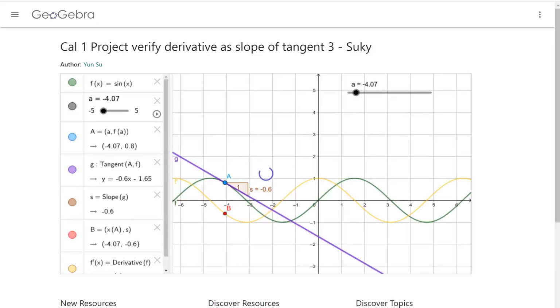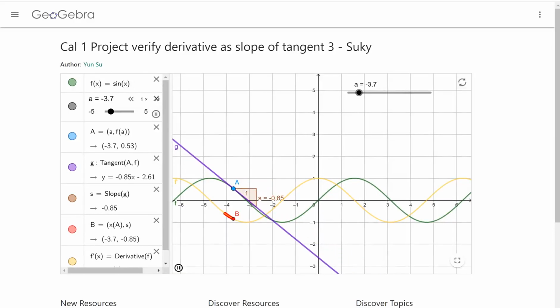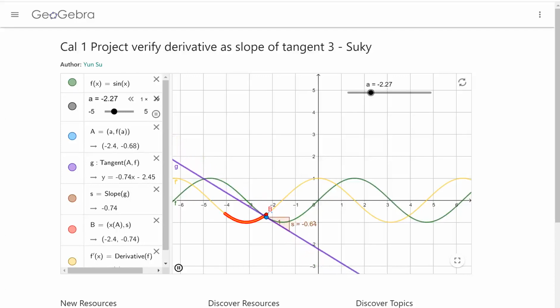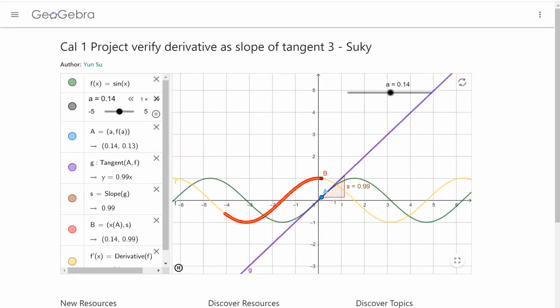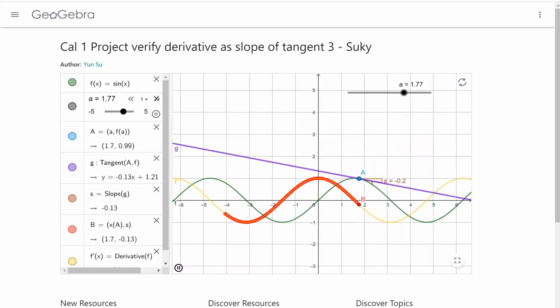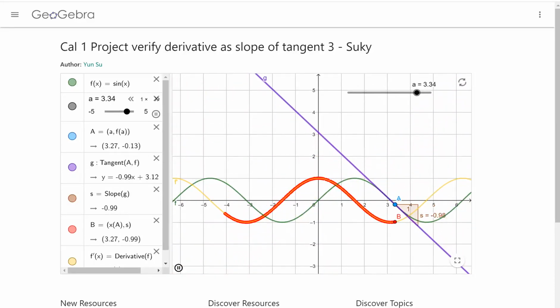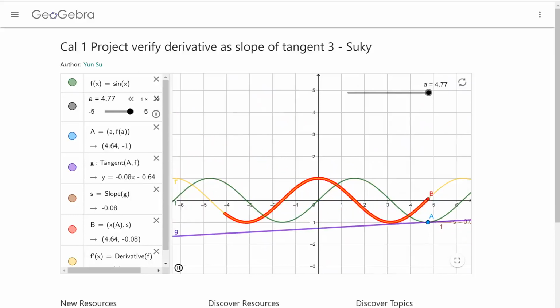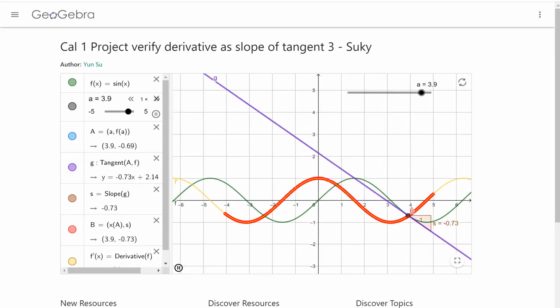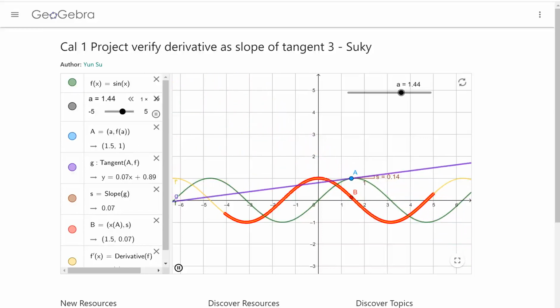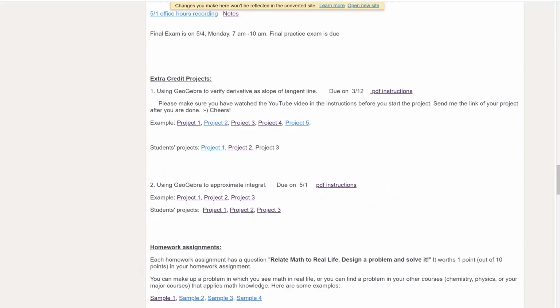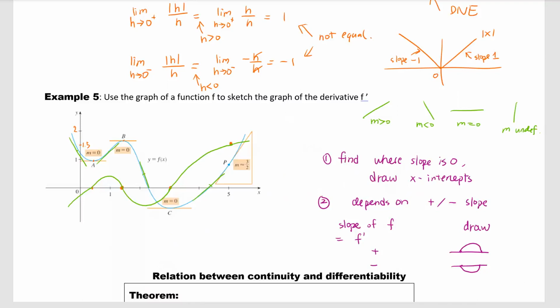And we also have more. This is sine x. We will learn that the derivative of sine x is cosine x. You can see the green line is the function sine x. The derivative, the yellow line, is actually cosine x. We will show that later in section 3.4. And you can see the point B represents the slope of the tangent line. It really matches the derivative. Okay, let's continue.